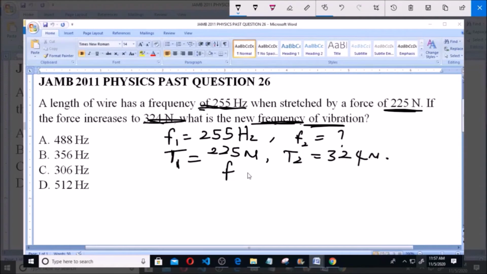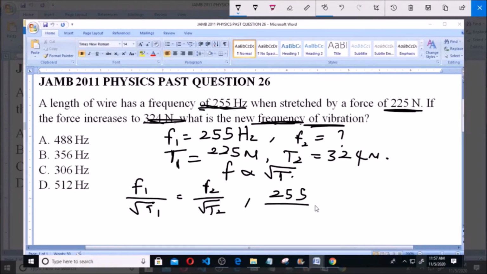Now, frequency of vibration is directly proportional to the square root of the applied force. Therefore, when you have two frequencies and two forces given to you, this is the formula you would make use of: F1 over root T1 is equal to F2 over root T2. So you substitute the values into this formula given to you directly.